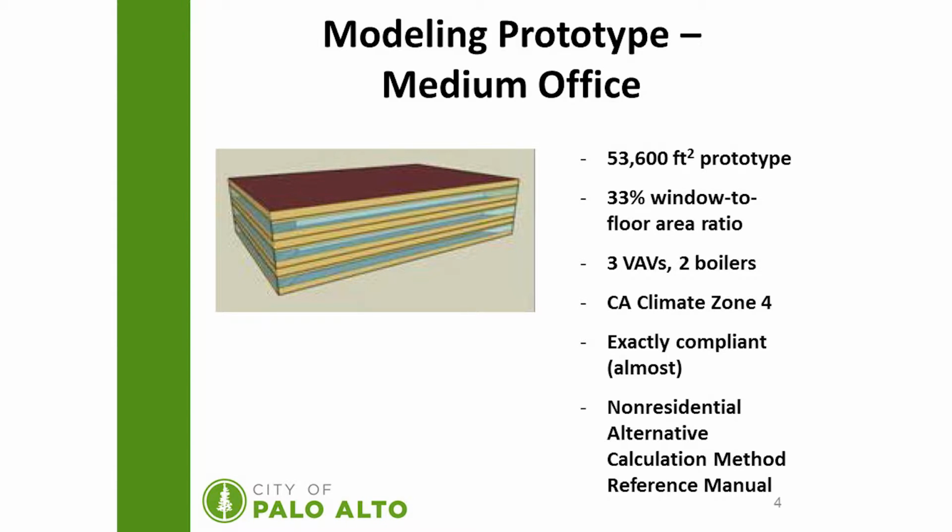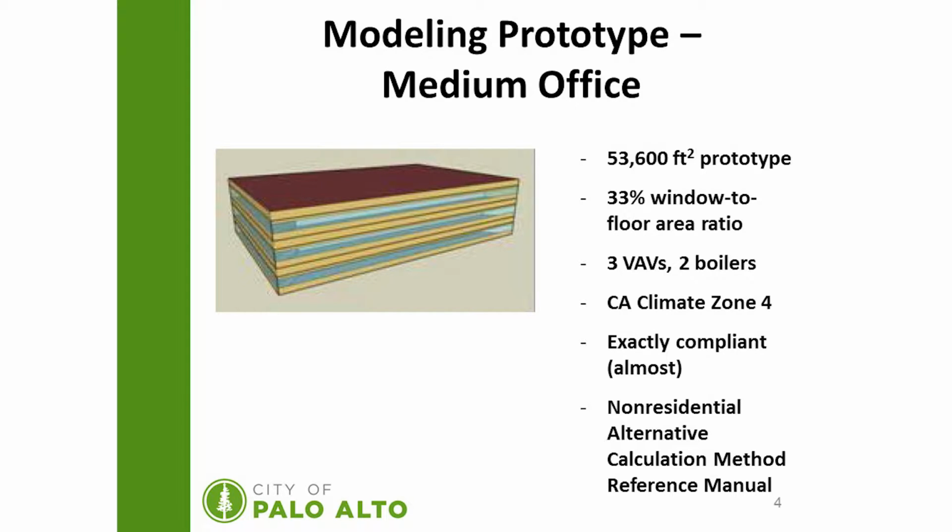The prototype I'm using today is a medium office. It's a 3-story, 53,600 square foot prototype with 3 packaged VAV systems, 1 for each floor, and 2 boilers. It's in California Climate Zone 4, which is where Palo Alto is located, and it is exactly compliant with Title 24 prescriptive requirements. I will not be going into how you produce this particular prototype. If you want more details, you can look at the Non-Residential Alternative Calculation Method reference manual, where there are many details on how the CEC has come up with this particular standard design.